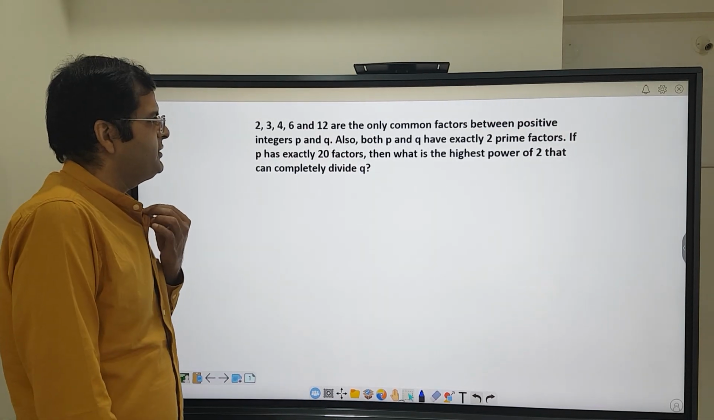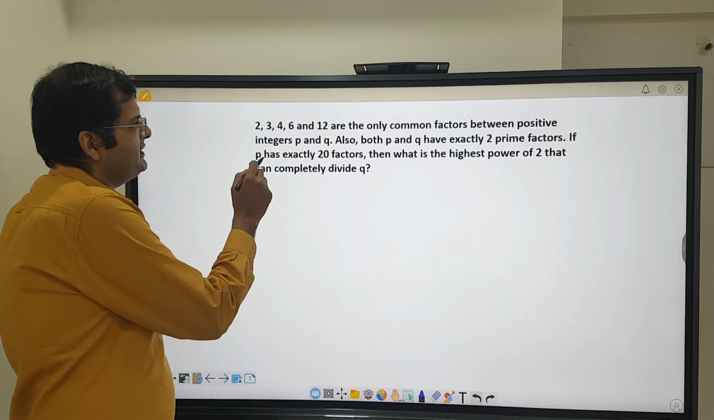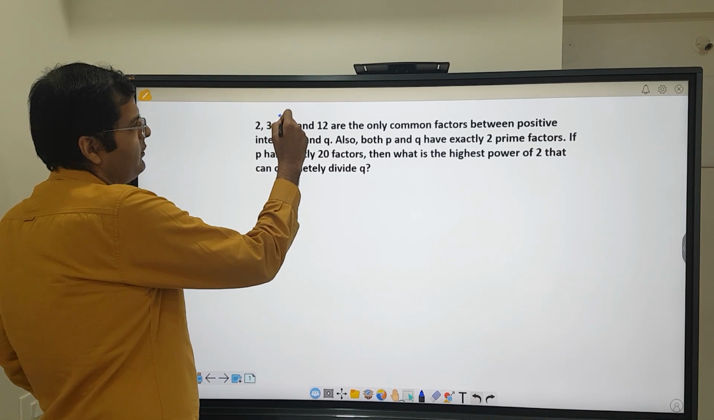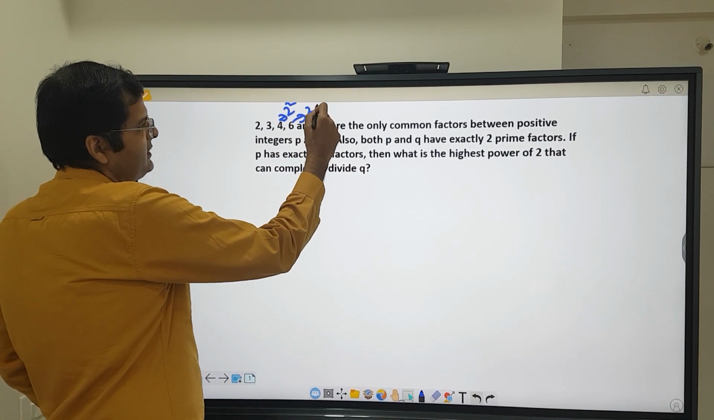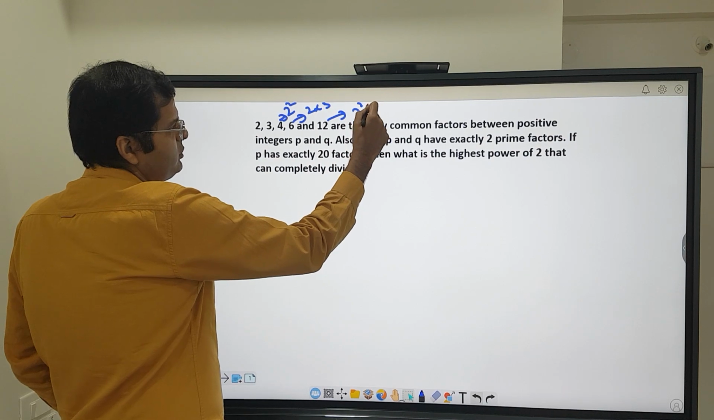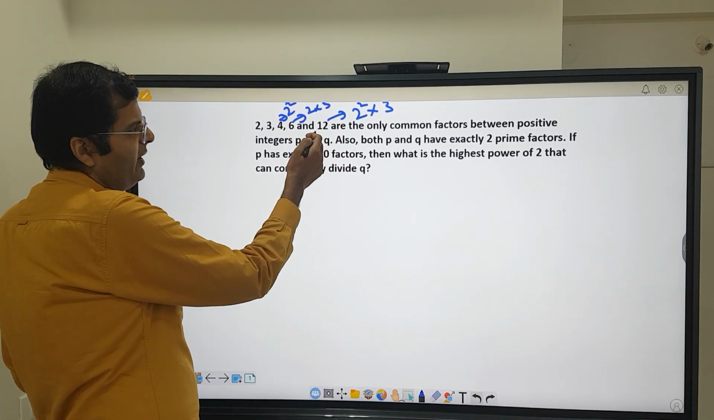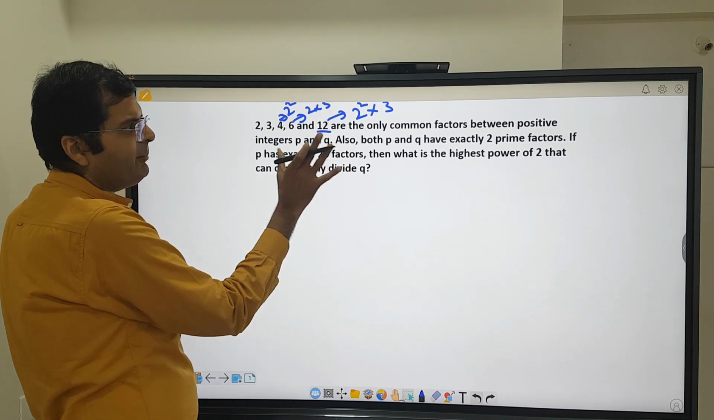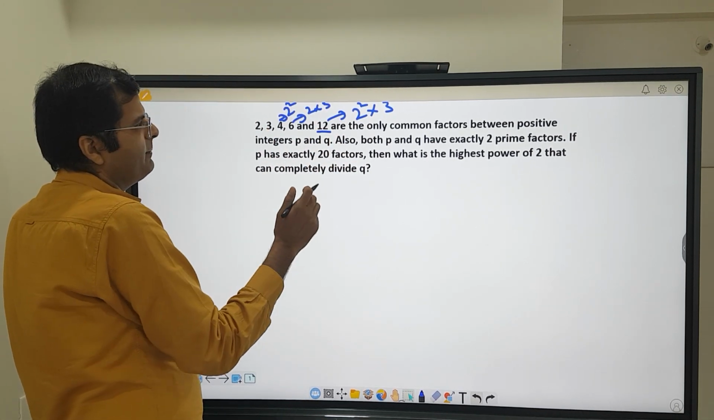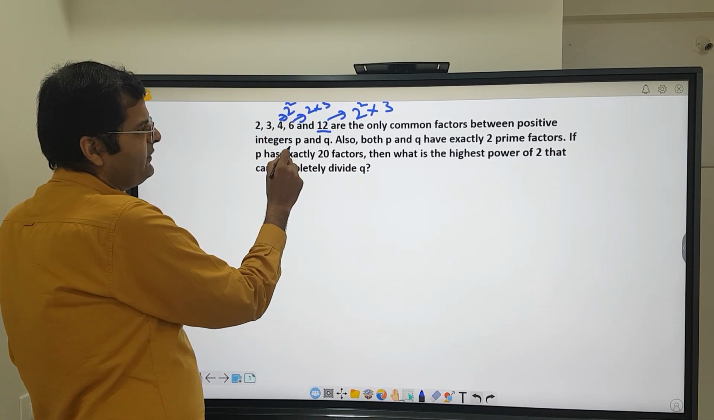Quite an interesting question. Over here it says 2, 3, 4. 4 is 2 squared, 6 is 2 into 3, and 12 is 2 squared into 3. So if you look at it, the highest of them is 12, and each of them is made up of 2 and 3 only. And these are the common factors between p and q.